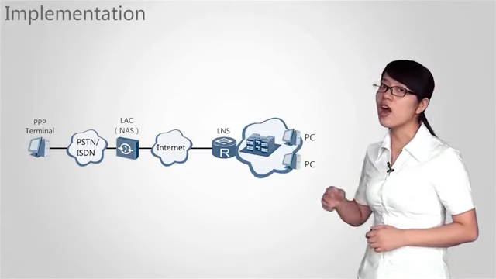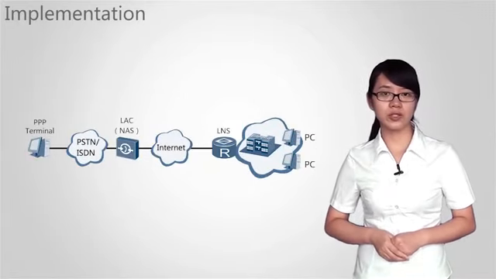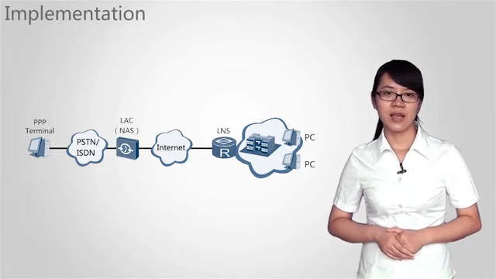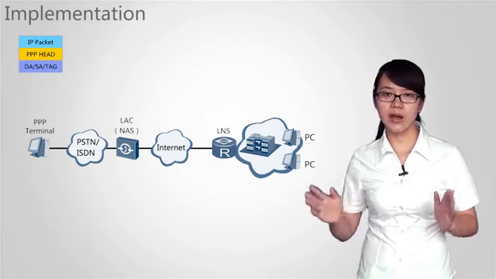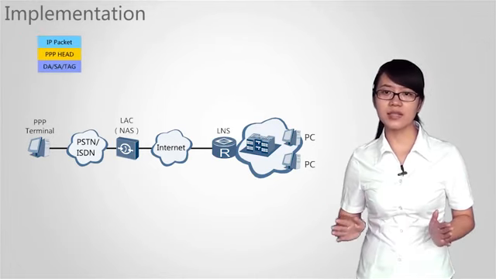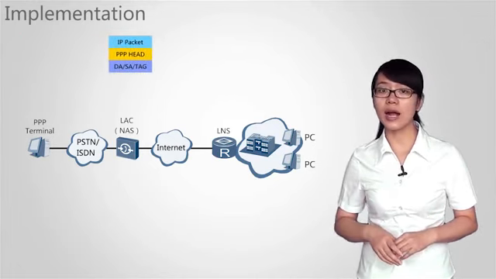Now let's look at how a packet is sent from a remote user to the headquarters. A remote user dials up, adds a PPP header to the private IP packet, and sends the packet over the PSTN or ISDN.